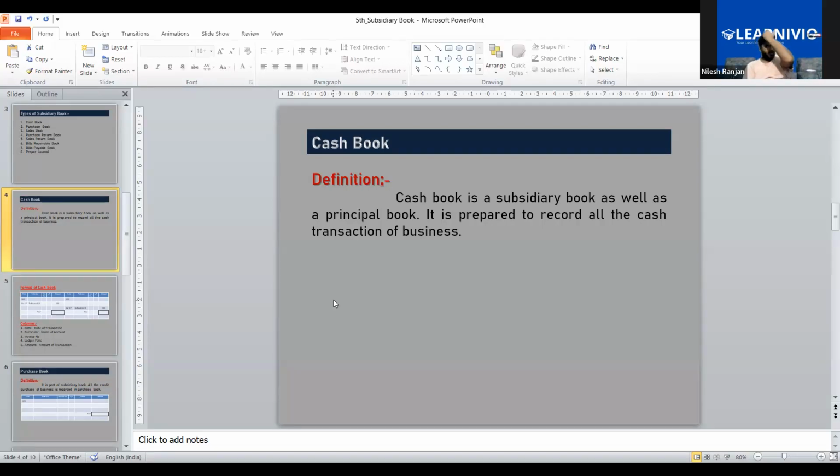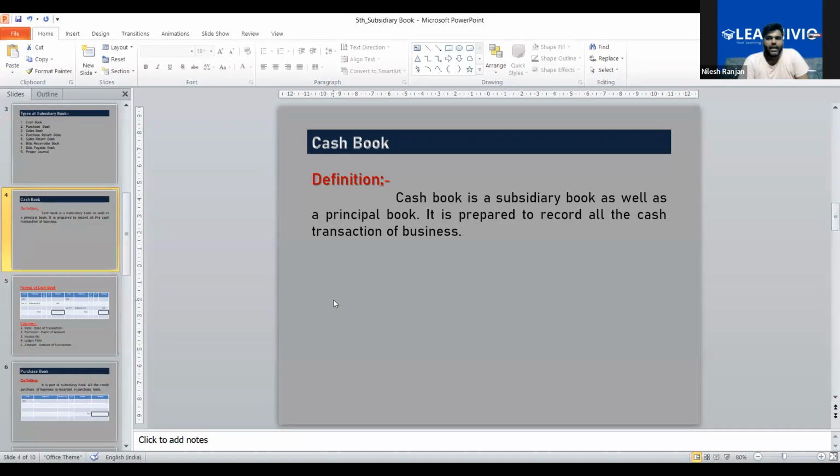I just have a small question. What is the meaning of subsidiary? I know principal book means the main book. Subsidiary means it's a side book, not as important as the principal book. In Hindi it is called Sahayak Bahi, a helping book. In English, it is a helping book which helps the accountant to know the errors in the journal more easily. Okay, so that's why it is a helping book.